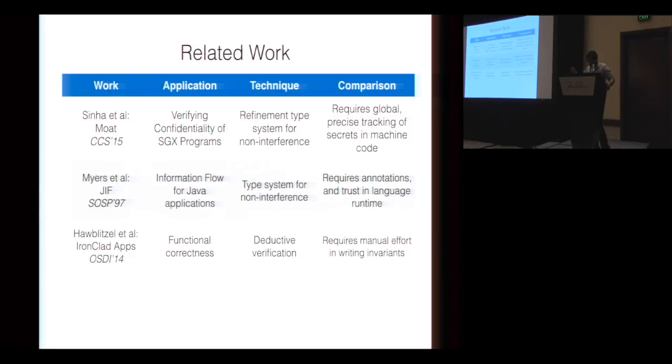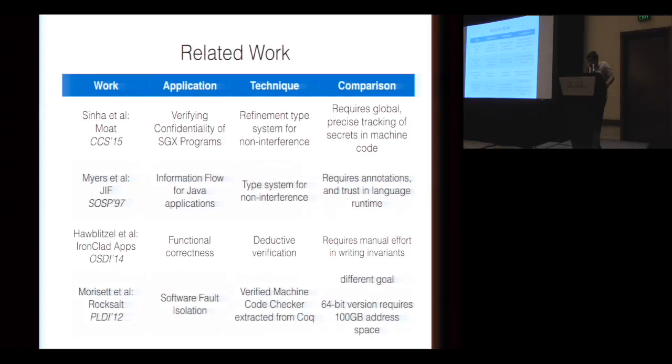There's a lot of interesting work on, for example, Ironclad Apps, which tries to do full functional correctness of applications using essentially deductive verification. And the comparison there is that it requires a lot of manual effort to guide the theorem prover in producing these proofs, whereas we are going for full automation.